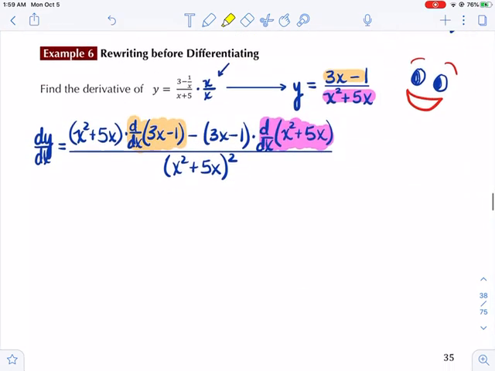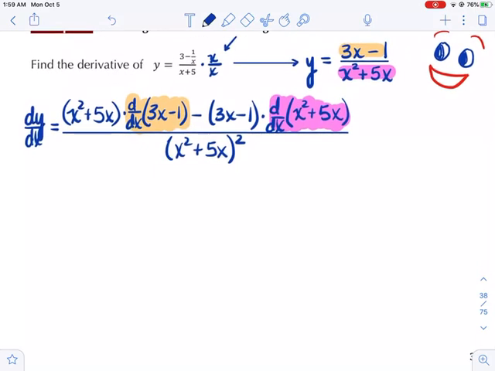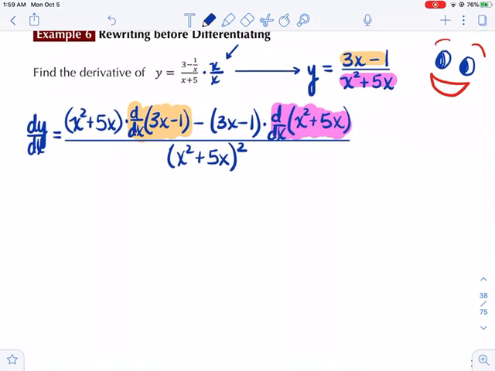Example 6, then we're going to do the same thing with a quotient rule. But my first step here is I'm going to do a little rewriting to make the expression a little bit nicer. Guy looks a little happy about this, right? So you'll be happy too when you're taking the derivative without the complex fraction.